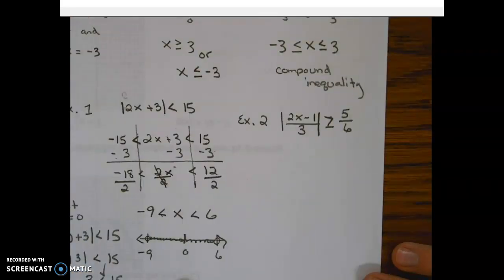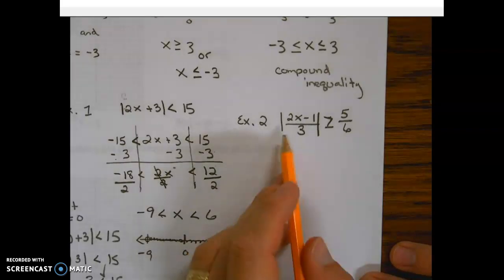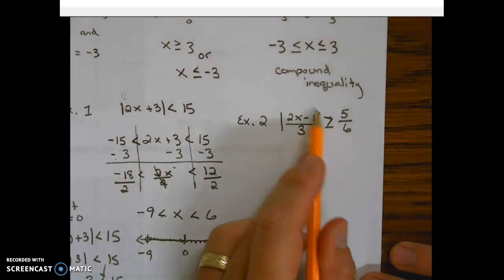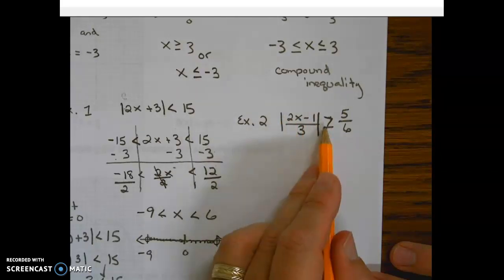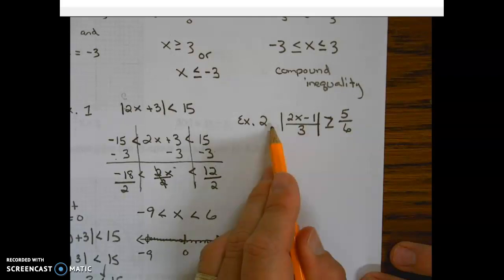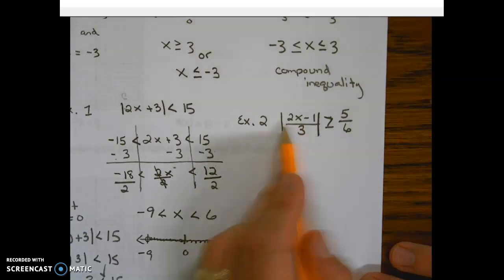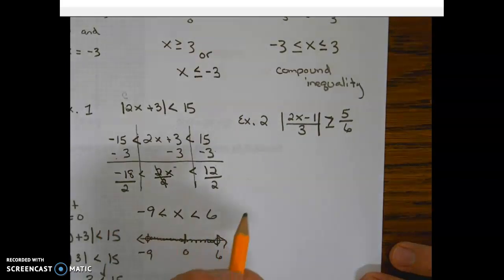Okay, let's take a look at example 2. Again, I'm starting off with the absolute value nice and cleaned up. In other words, there's nothing on the outside, on the front, or on the back, which we would need to clean up first before we do this next step.